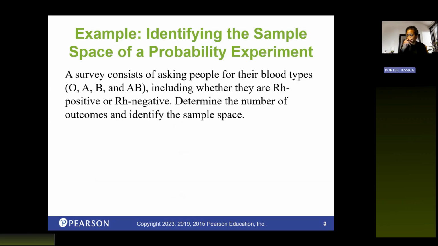So I've got a survey that consists of asking people for their blood types. There's 4 blood types. Who knows what else we need to know about these blood types? What will be the number of outcomes? What do you know about blood types? You need to know if they're positive or negative. Yeah, you need to know if they're positive or negative. So you've got O positive and negative, A positive and negative, B positive and negative, and AB positive and negative.